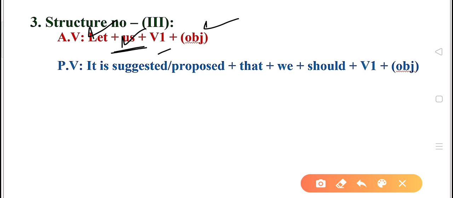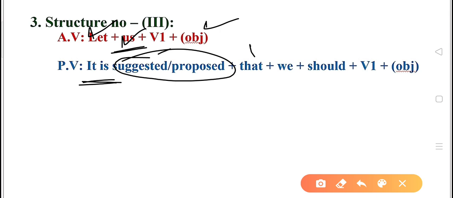When we change this active structure into passive, so passive voice begins with it is suggested or it is proposed. This is where major change goes in. In place of let, we have to start with it is, and you have to make a choice between suggested or proposed. Either you say it is suggested or you say it is proposed. Then that will come after proposed or suggested.